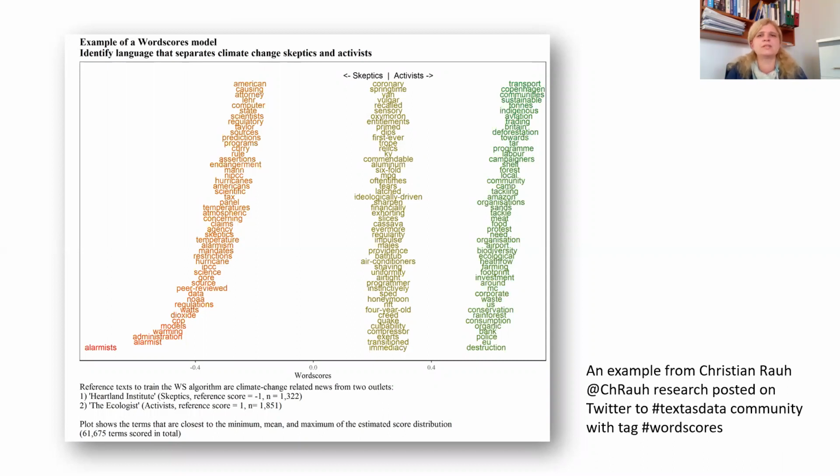In this slide, you see an example of a Wordscores model that is used to identify language that separates two groups of internet text creators. These two groups were climate change skeptics and climate activists. You could see that in red color are skeptics in the left part of the screen, and on the right are activists. They are in green. So if we need to make a distinction between these skeptics and activists, we could use the Wordscores method.